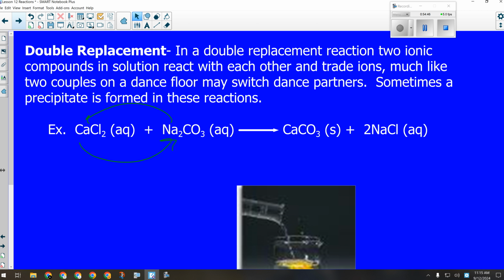1 carbonate. Remember, carbonate is CO3. That's 1 carbonate. Over here, how many carbonates? 1. There's 1 on each side. Okay? Those polyatomic ions are tricky.